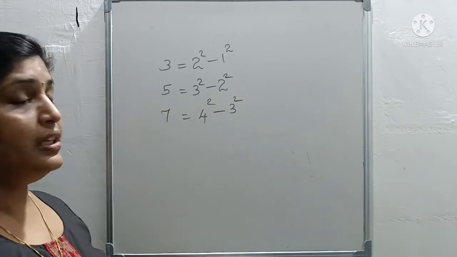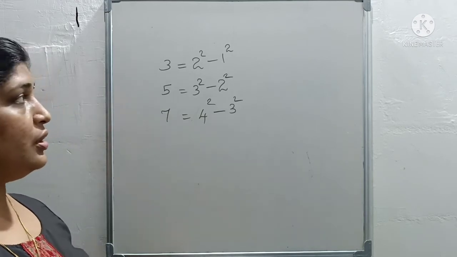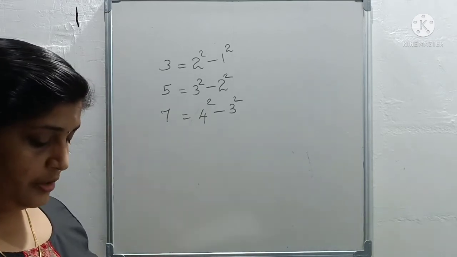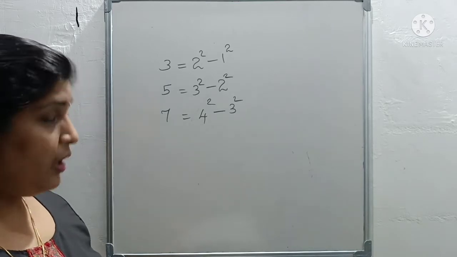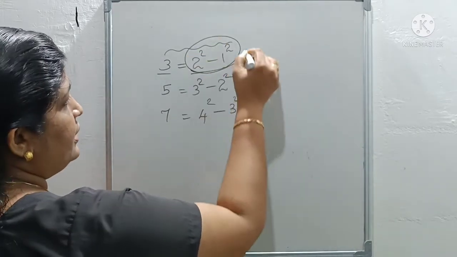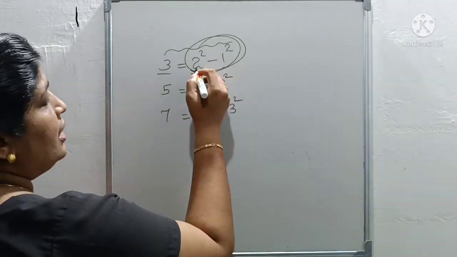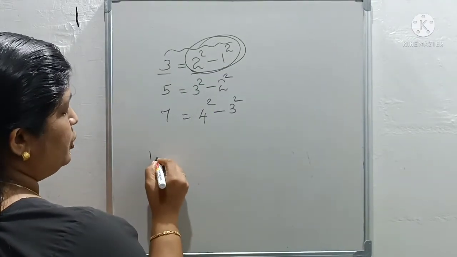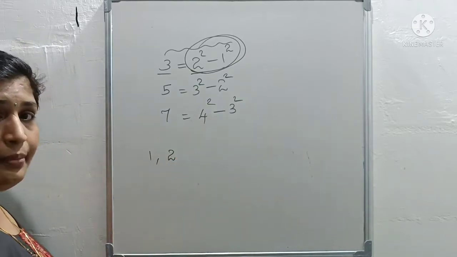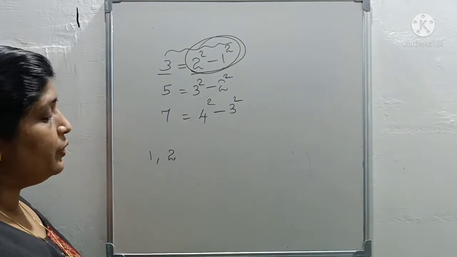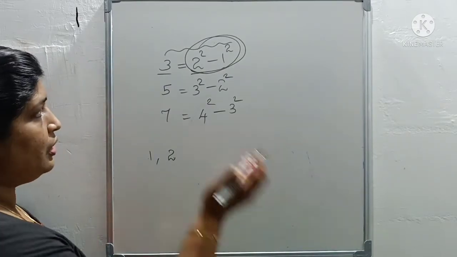Explain, is it true for all natural numbers or all odd numbers? Prove it using algebra. That is our question. We take these two consecutive natural numbers, 1 and 2, the first two consecutive natural numbers.